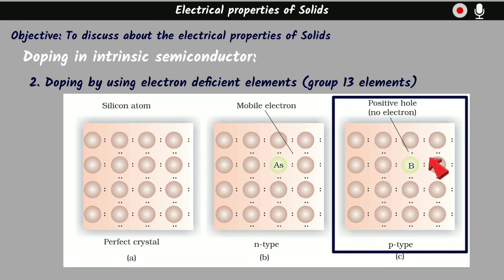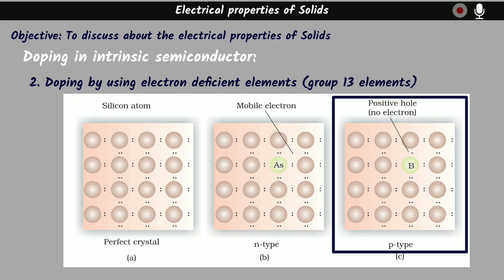Okay, understand. So there will be some positive holes present because of the absence of the 4th electron in the case of boron. The electrical conductivity of this type of semiconductor, which is doped by boron, is because of the presence of the holes. So actually the conductivity is coming from the movement of these holes.